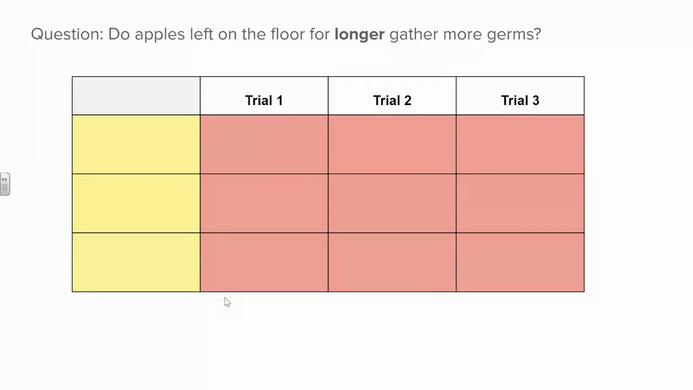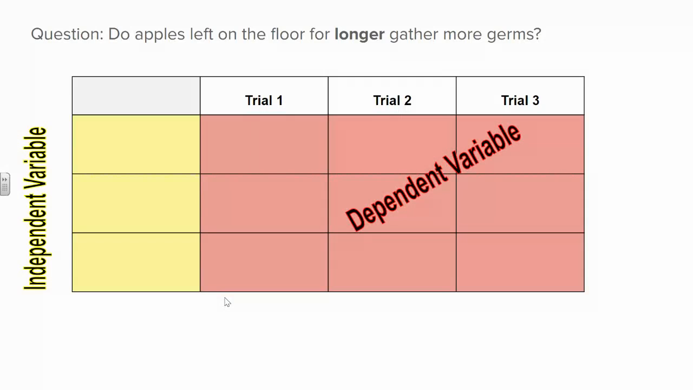Okay, so let's look at that first one. This is how I would set it up. I always like to draw a table for myself to make sure that I have independent variable and dependent variable. So if you don't know, your independent variable will go in the yellow section. So let's look at this question. Do apples left on the floor for longer gather more germs? So what is going to be our independent variable? We know it's going to be in the yellow section. What are we changing? You need to ask yourself, what am I going to be changing in this experiment? And then for the dependent variable, we are going to gather data.